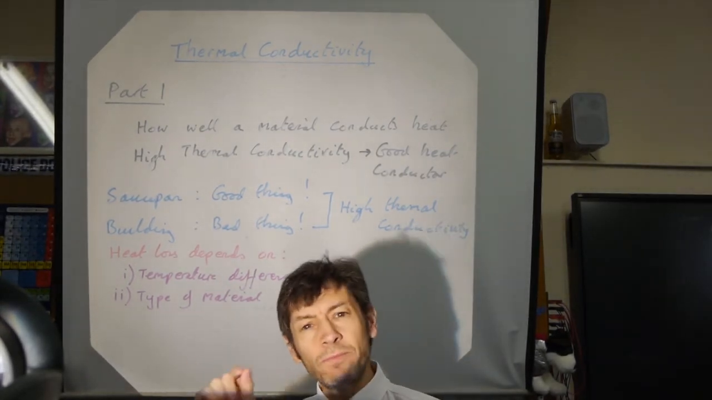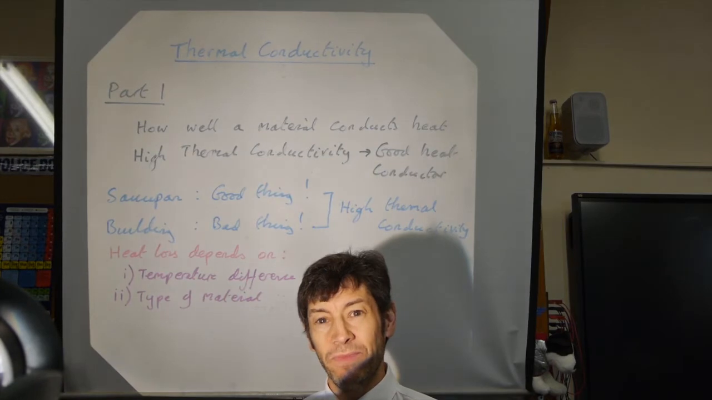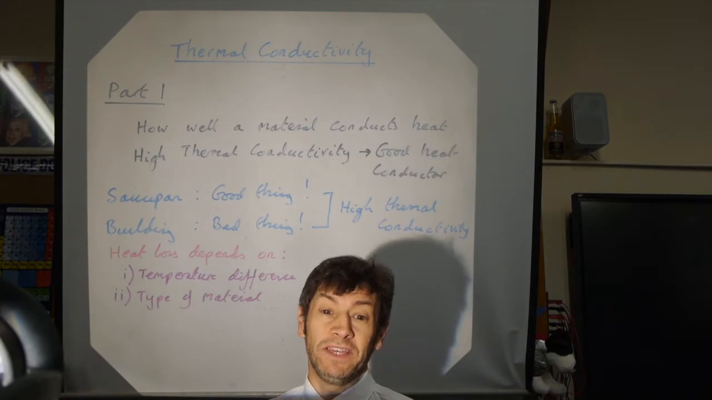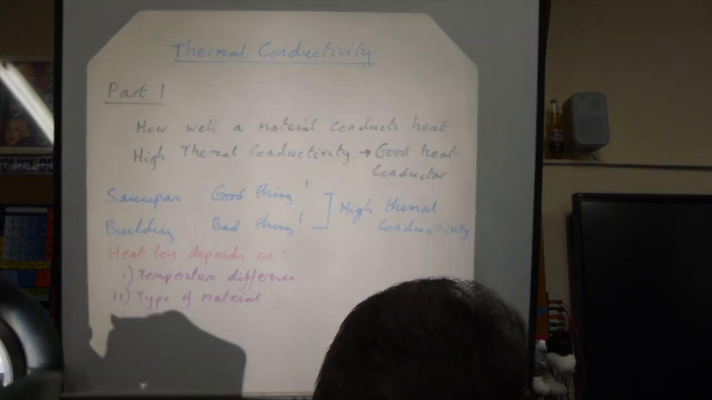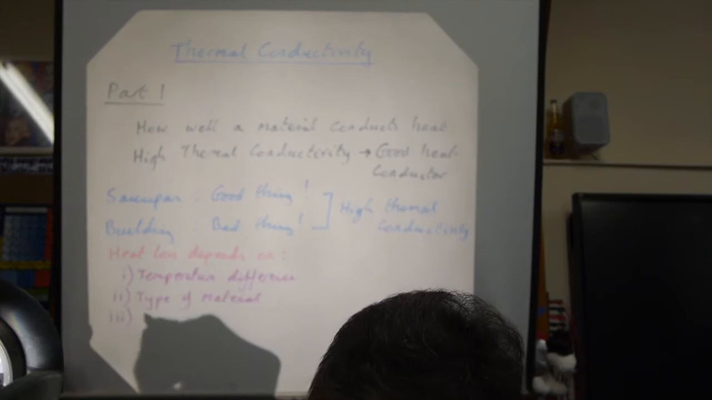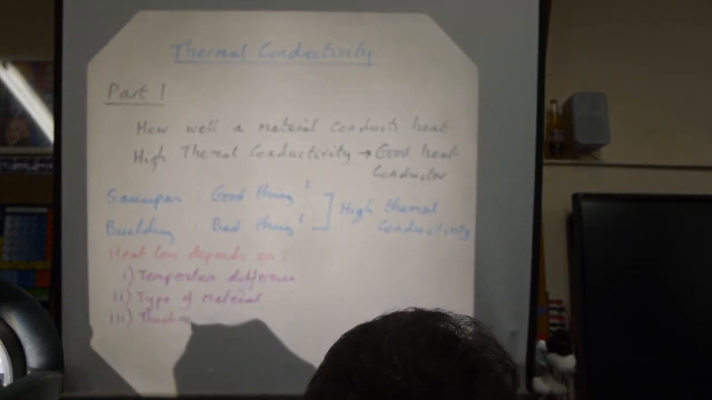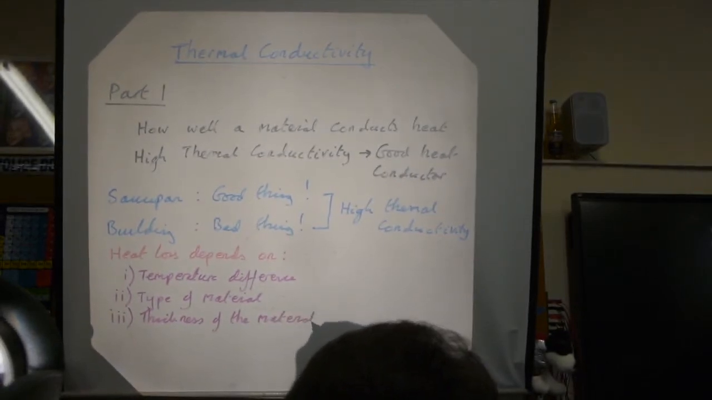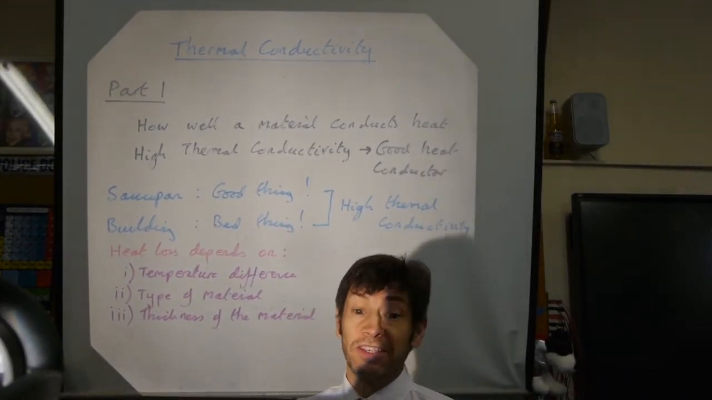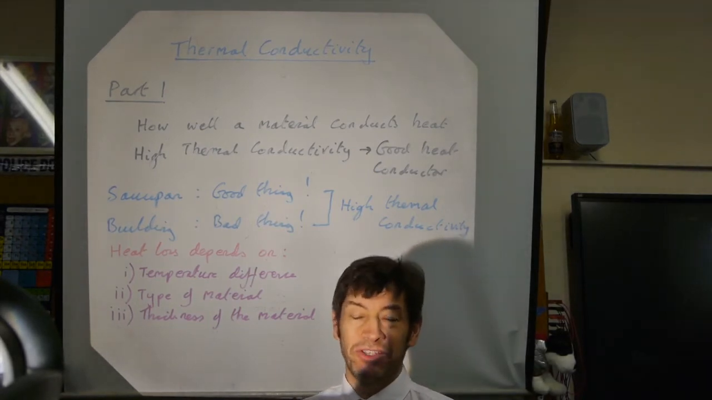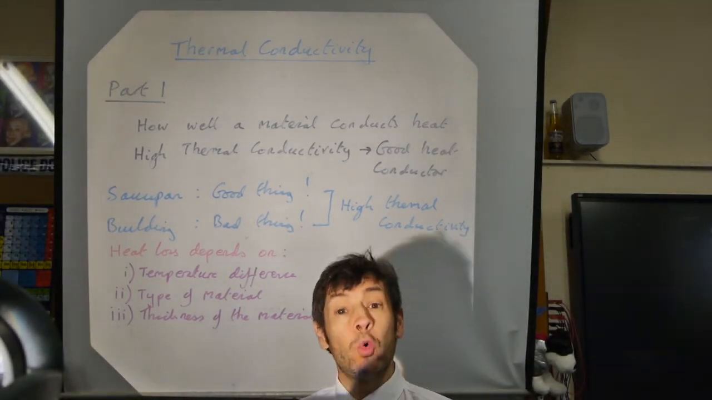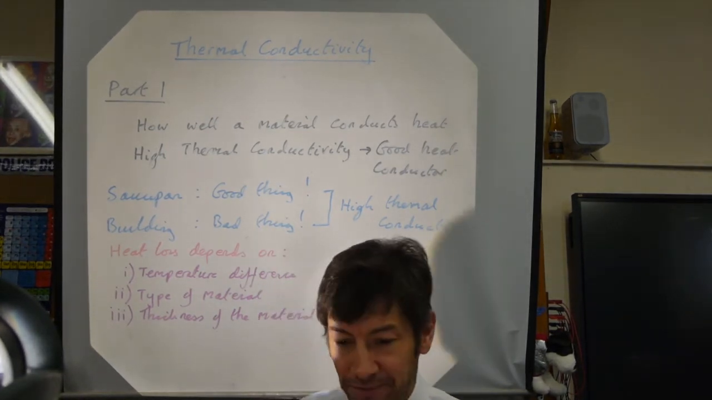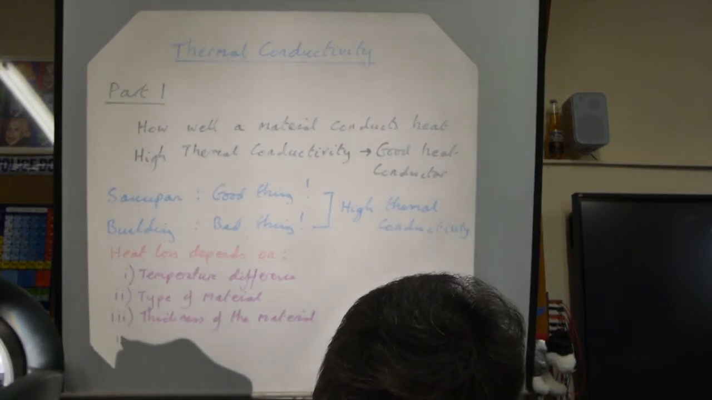But if you don't put in much insulating material, so for example you have a very thin duvet on your bed, then it won't keep the heat in very well. So it also depends upon the thickness of the material. And I guess that's obvious, that the more insulating material you've got, the less quickly the heat will get out.